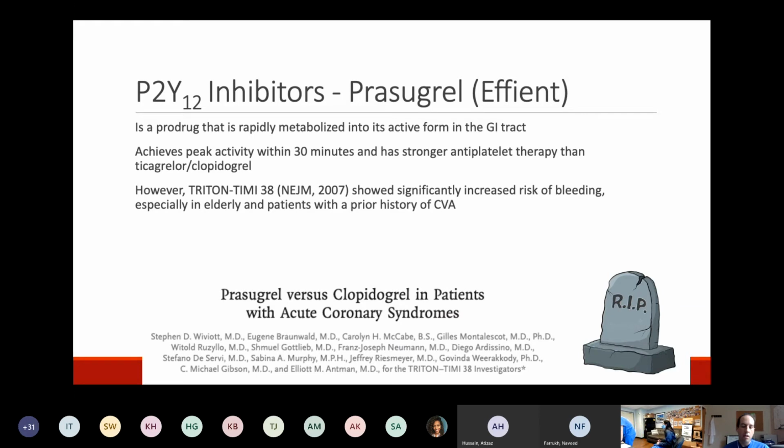that showed there was significantly increased risk of bleeding, especially in the elderly and people who've had a prior stroke or TIA. And it actually worsened mortality due to these increased bleeding complications. So for a while, prasugrel was dead.